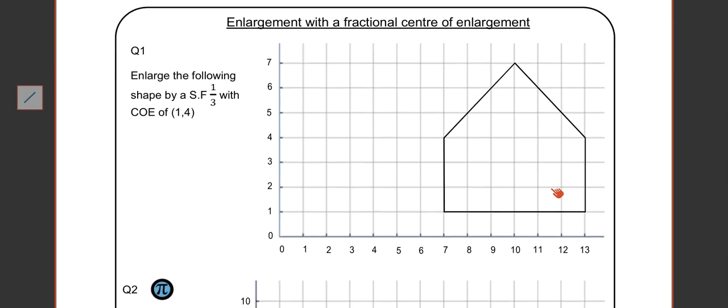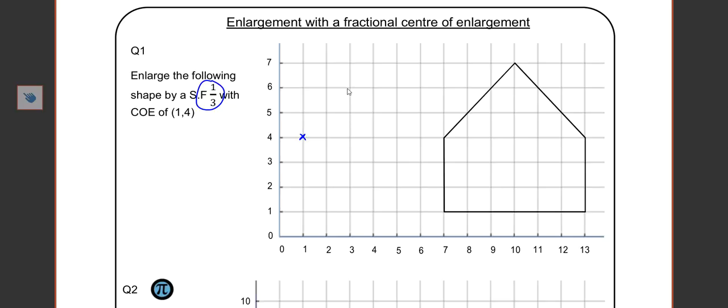Which one was it? This one. Okay. So my scale factor is 1/3, which means it's going to get smaller. It's going to be 1/3. Every length is going to be 1/3. My centre of enlargement is at 1/4. Again, make sure that's in the right place. You'd hate to get that in the wrong place.